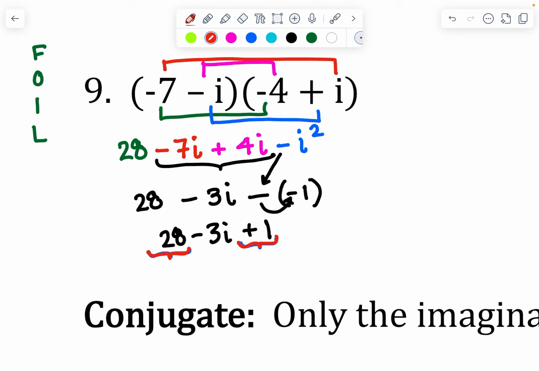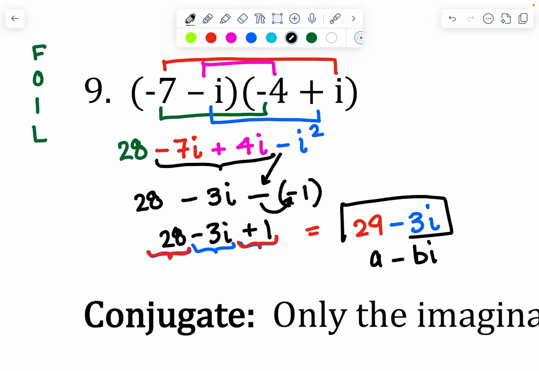28 plus 1, that's 29, minus 3i. It must always be written in the A minus BI format, or plus BI. In this case, it's minus. So this becomes your final solution.